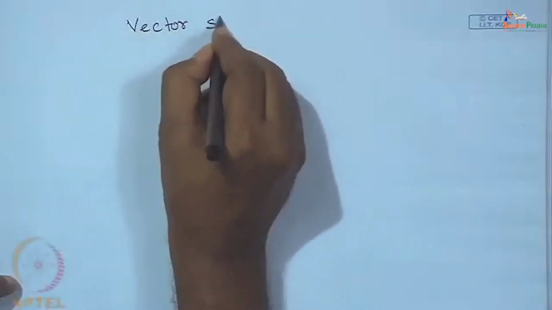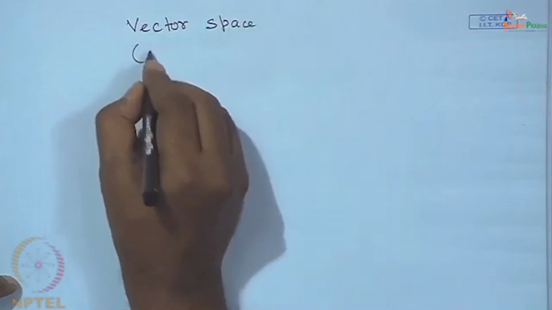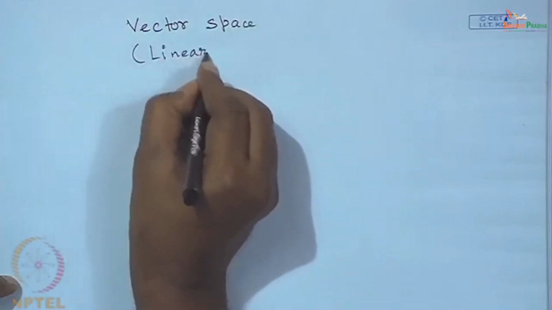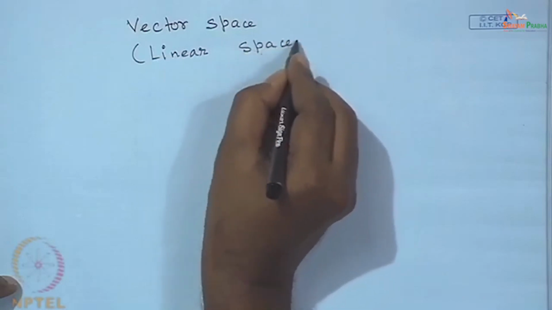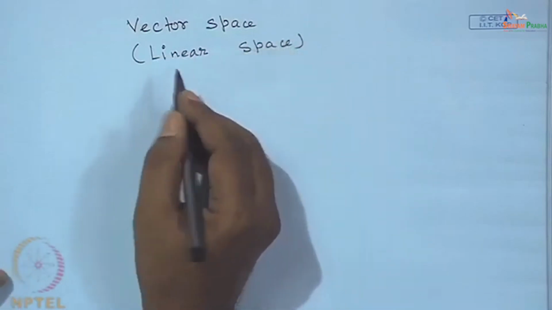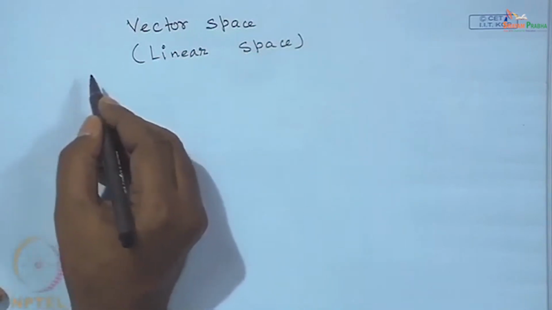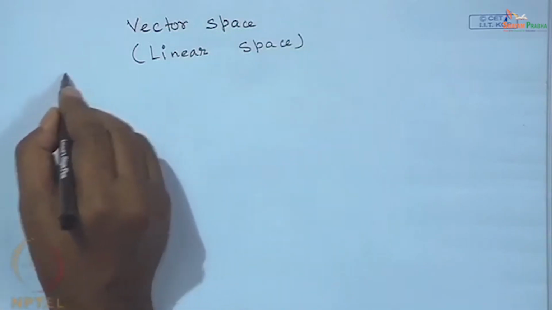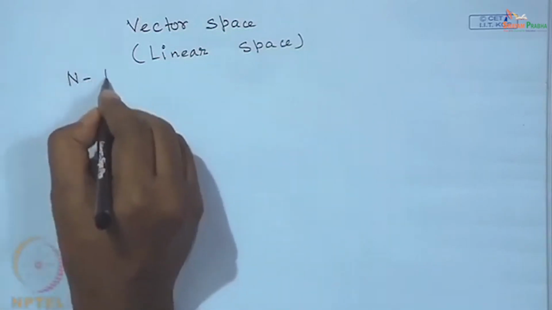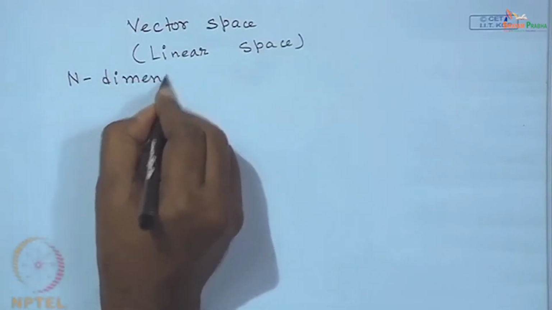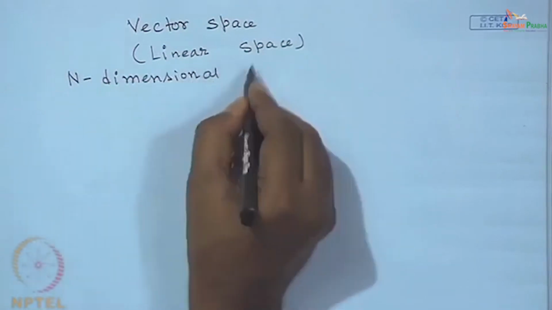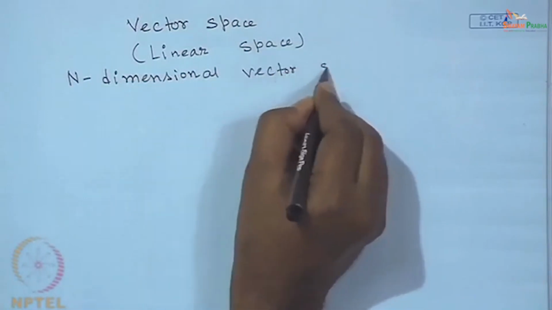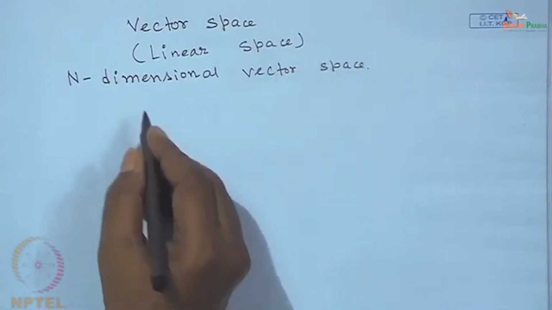So, we will start with vector spaces. This is also known as a linear space. Earlier, we learned about the 2-dimensional vector space and the 3-dimensional vector space. In this case, we will be talking about n-dimensional vector space. Okay. So, what is the definition?